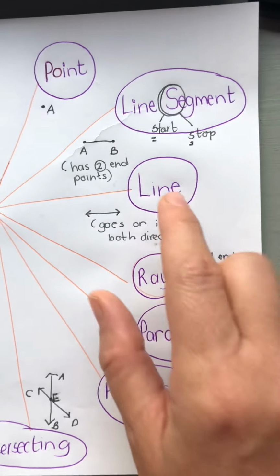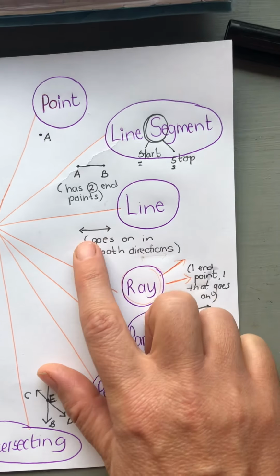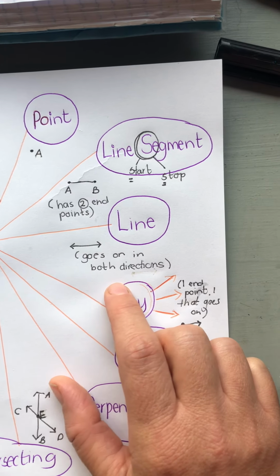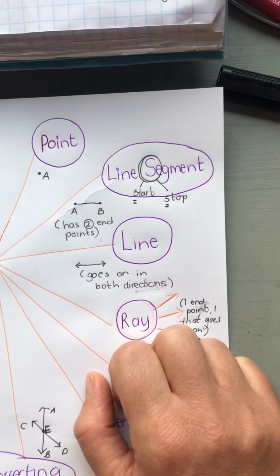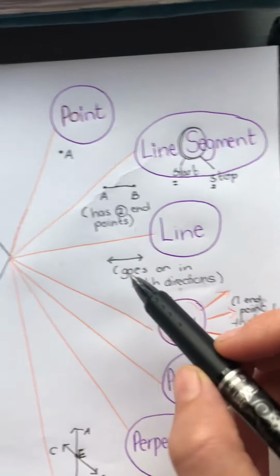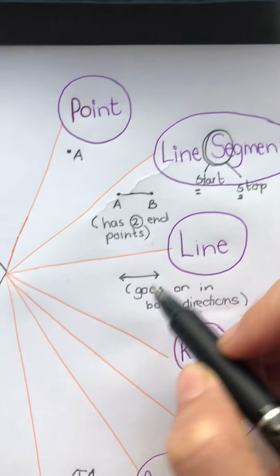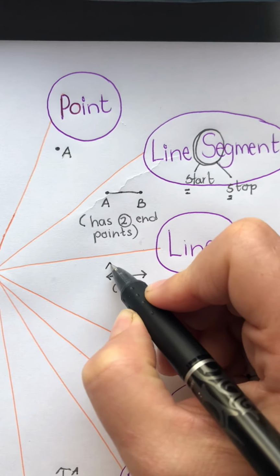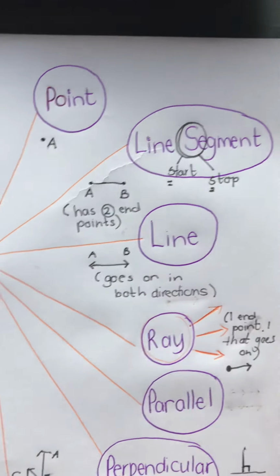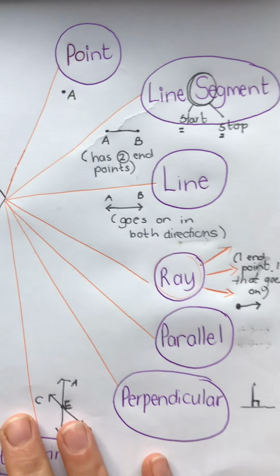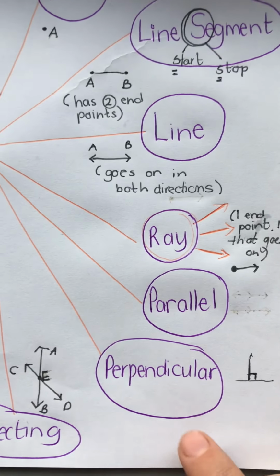Right, then you get a line. Okay, and a line goes on in both directions. And so you can see I've got a little arrow on either side there. I could also call this line, if I wanted, AB as well, or anything. I could call it CD, EF. And a line goes on in both directions.